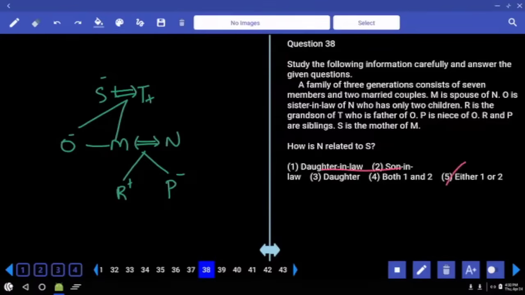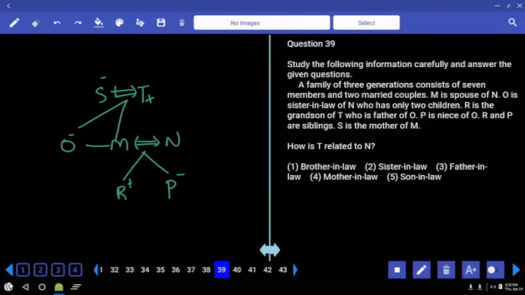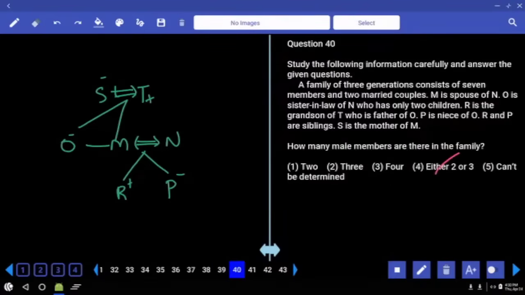Either 1 or 2, choice 5, question number 38. Then how is T related to N? N's spouse's father, father-in-law, choice 3. Then the 40th: how many male members are there in the family? Now the genders of these 2 persons are not known. Can you identify this one? Yes. How can you identify? Between these 2 people, only 1 male should be there because they are spouses to each other. 1 male here, 1 male. How many are there? 3, that is choice 2, question number 40.